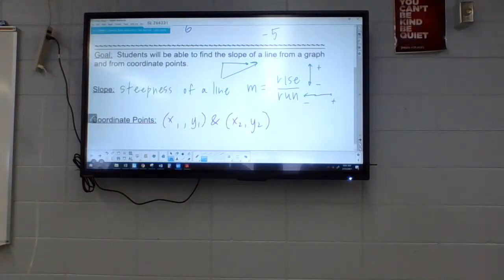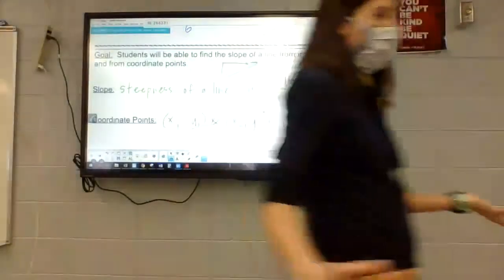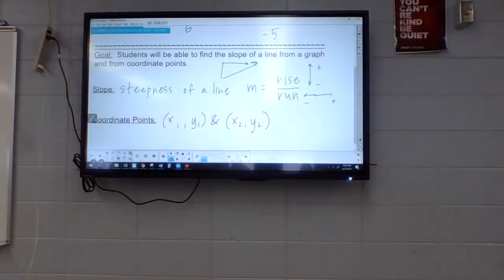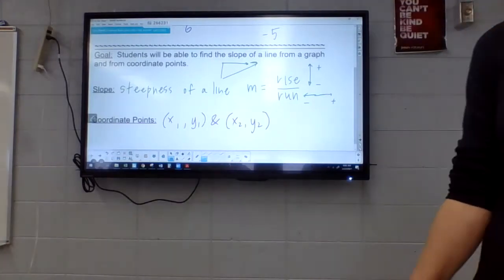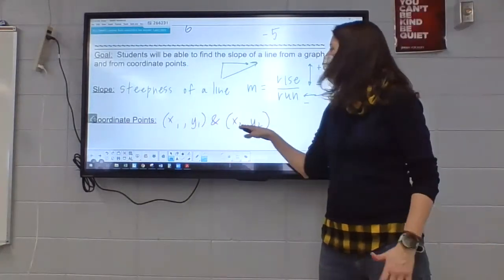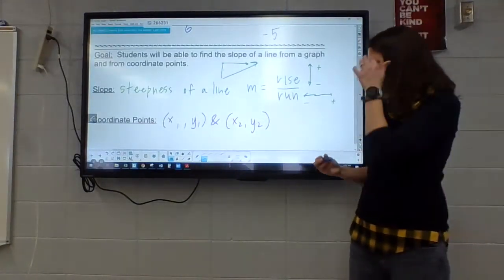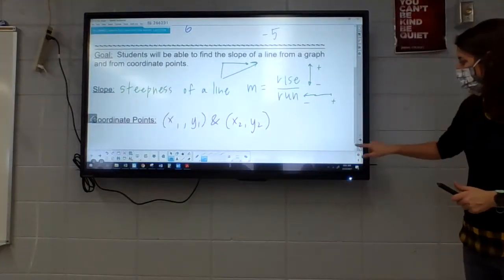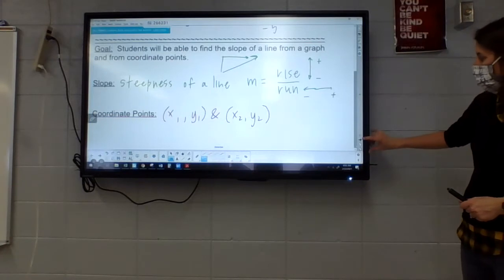So just like if I never knew any of your guys' names, I would just refer to you as a student. I'd have to find a way to specify, like Landon student 1 and Tucker student 2, somehow calling them a number, some sort of specification to know which one I'm talking about. So there's point 1 and point 2, the way we're going to write those coordinate points. We're going to use those to figure out slope here.